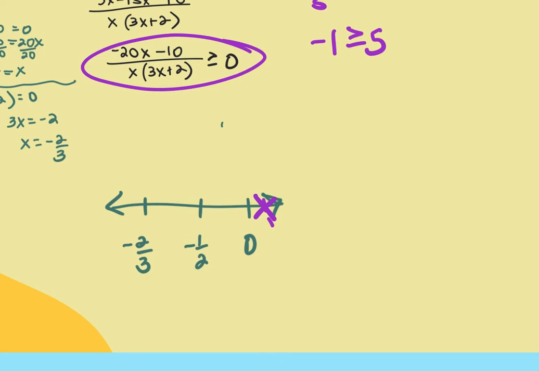It's in every other scenario. So that means the section in between will work. The next section won't work. And then the last one to the left is going to work.